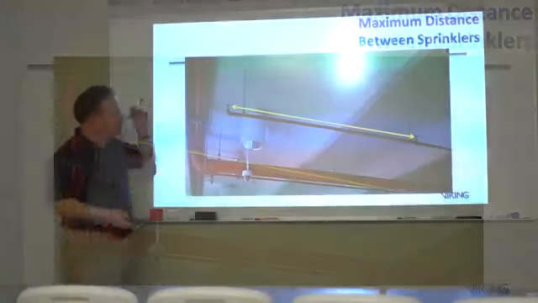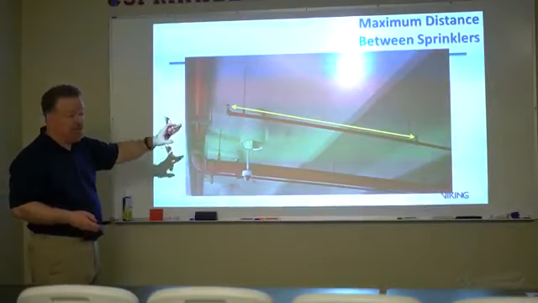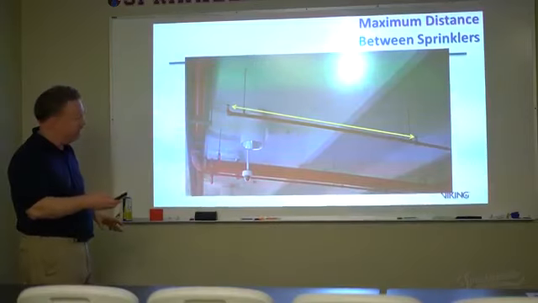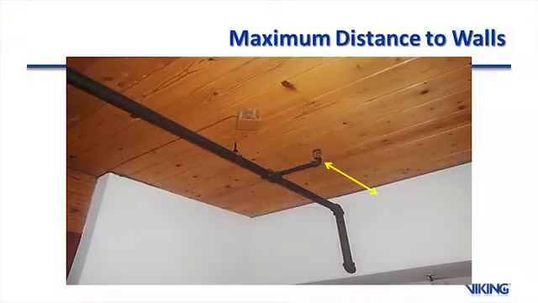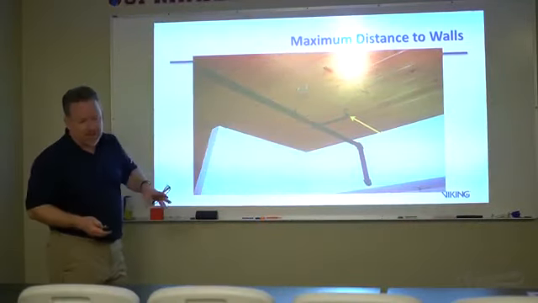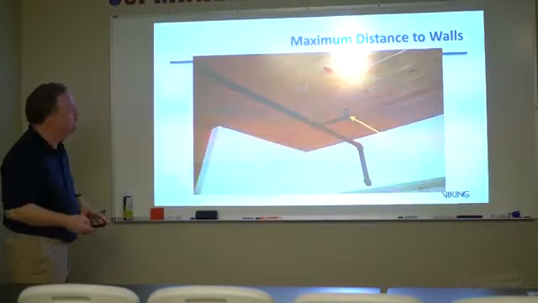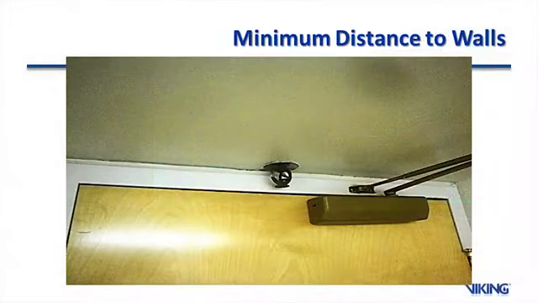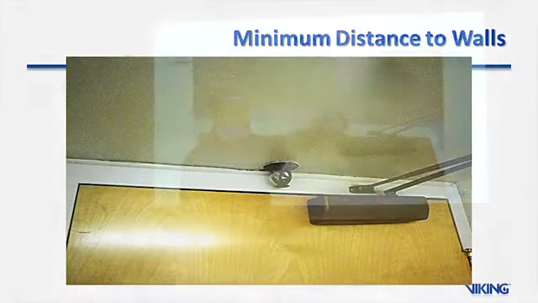There's that maximum distance between sprinklers, same thing. We're concerned about measuring that, and it's sprinkler to sprinkler, right down the line. Sprinkler to wall, we're measuring wall to sprinkler, half the distance usually of what the maximum spacing is for that sprinkler. Minimum distance, we've got to be really careful with this one.